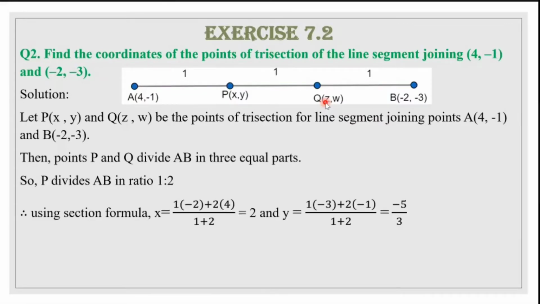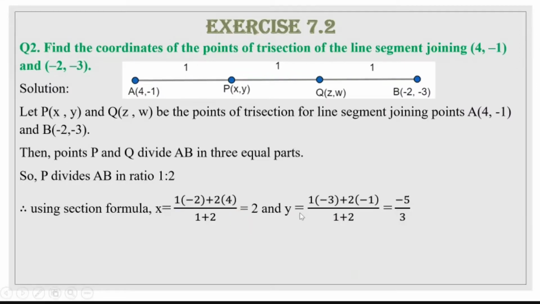Using the section formula, I can find the values of x and y, which come out to be how much? Just see here, Px will be given by (1 into -2 plus 1 into 4) upon (1 plus 2). So I get (-2 plus 8) upon 3, that is 6 upon 3, which is equal to 2. And the y coordinate will be given by (-3 and -2), that is -5 upon 3. So I get the coordinates of point P as (2, -5/3).